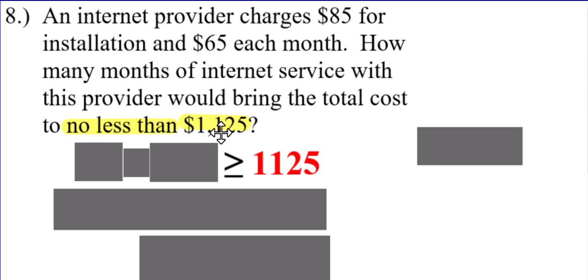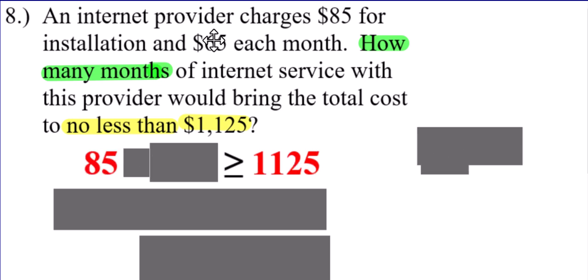Okay, obviously there was information given to us in the first sentence, and obviously we should know what we are trying to solve for. This problem is asking us to find out how many months of internet service. So M is a logical choice for our unknown variable. But what did this problem say? It said $85 for installation. So let's write that down.